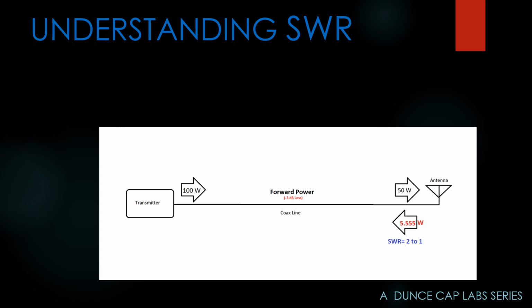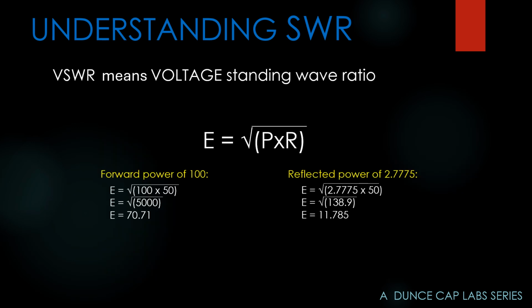Except now, that reflected power has to endure the loss of the feed line. When it gets to the transmitter, it's only 2.7775 watts, which is exactly mathematically half of 5.555 watts. So what's the SWR at the transmitter? It can't be 2-to-1. So we plug on the right our reflected power of 2.7775 watts into our formula, come up with an 11.785 voltage.